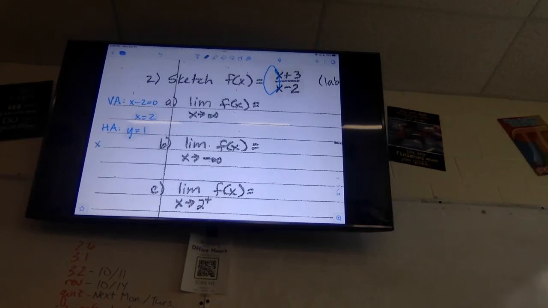I gotta do my x-intercept. How do I find that again? Ava? Numerator equals 0, x plus 3 equals 0.